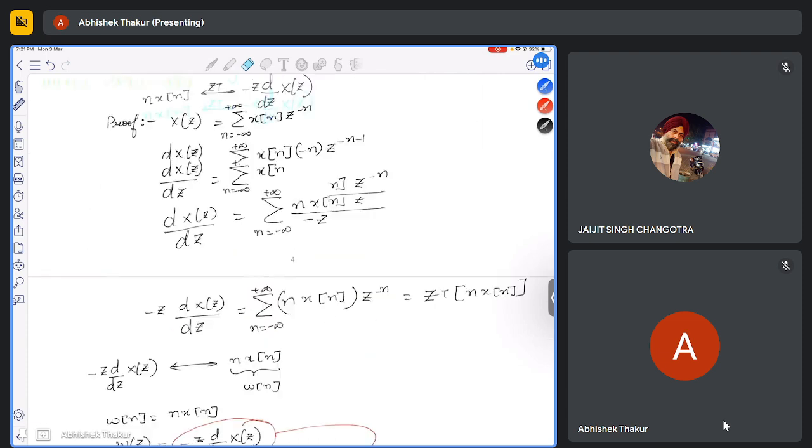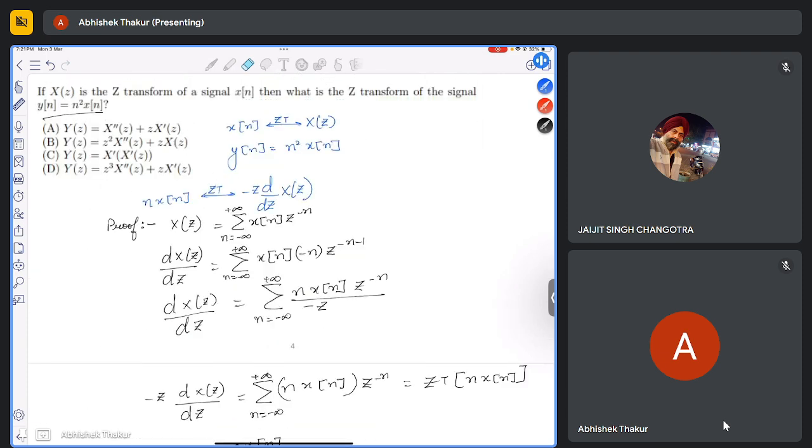So which option is correct? z squared X''(z) plus z into the derivative of X(z). Option B is correct. So we can correct this option here. It is the derivative of X(z).